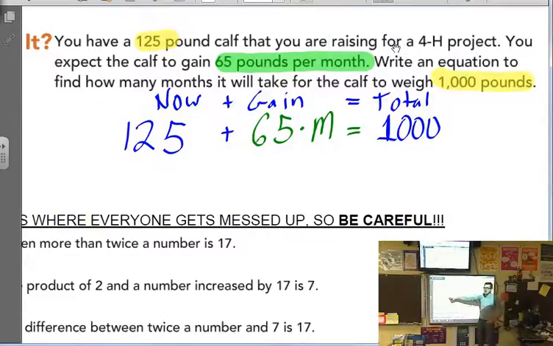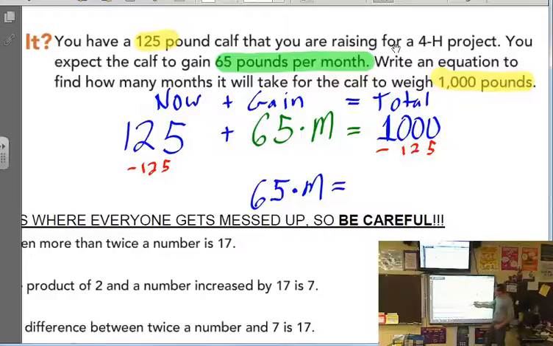So we have a weight right now. We have something that we're going to gain. And then we're going to have our total. So the first thing we do is get rid of our weight right now. We want to know how much weight the cow needs to gain. When we do that, we get 65 pounds per month is going to equal 875.